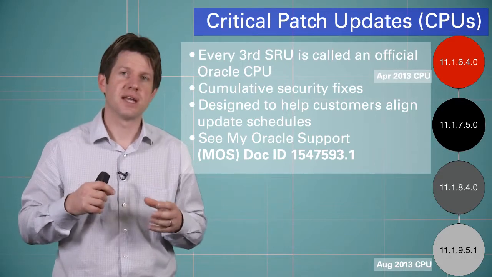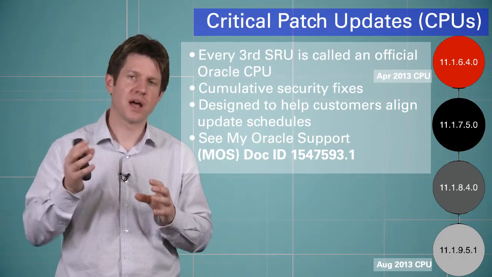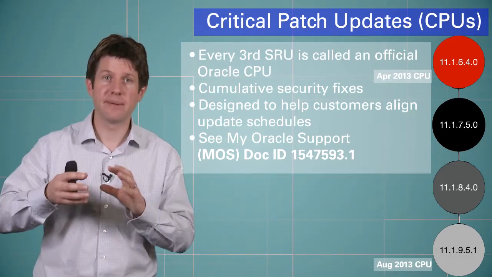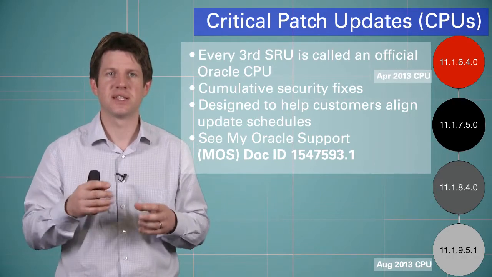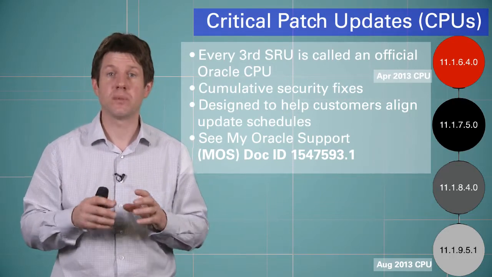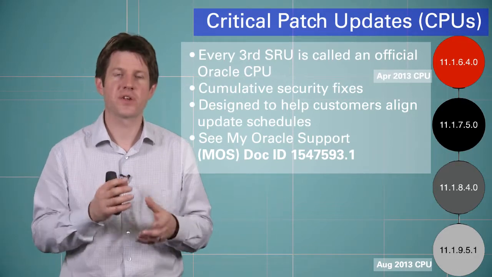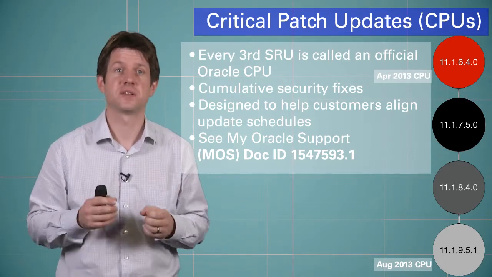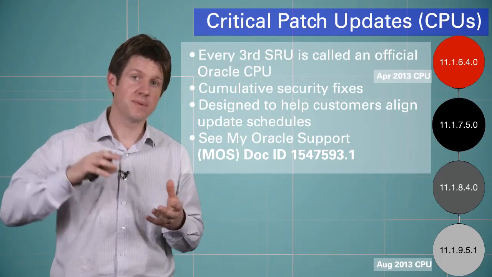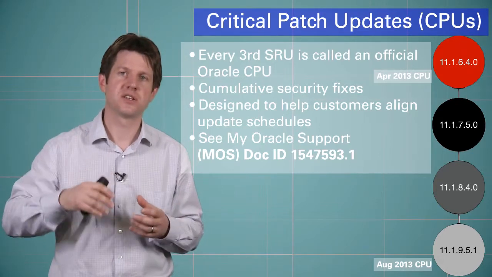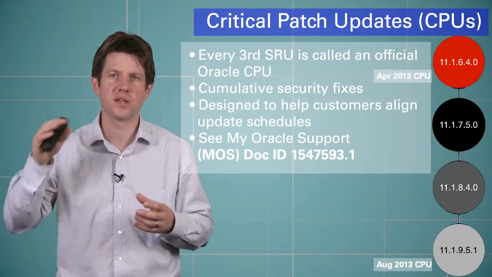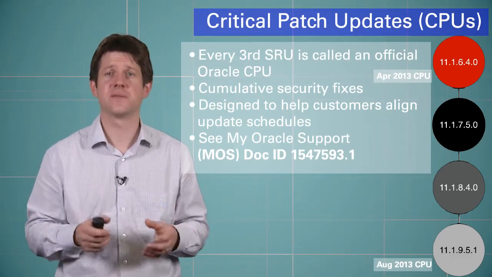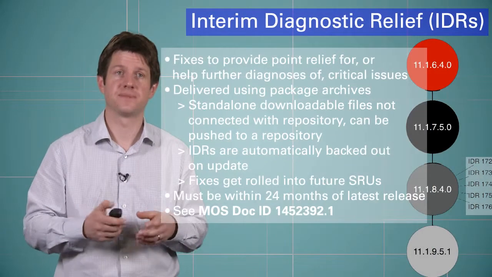To help customers really align with their lifecycle management schedules, and we realize that performing updates on a monthly basis may be a little bit tricky, we actually align SRU releases to Oracle's quarterly critical patch update, or CPUs. So every third SRU is an official Oracle CPU, and these are cumulative security fixes. So if you can't, say, update your systems every month, maybe you want to align to one of these quarterly releases so you ensure that you've always got the security fixes that are available as best you can. And some great information on My Oracle Support to help you with this.